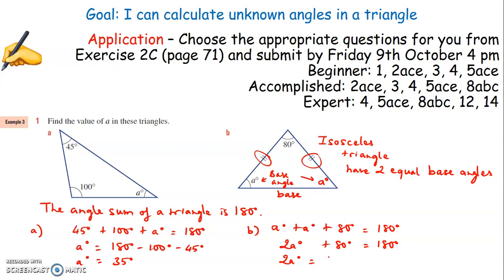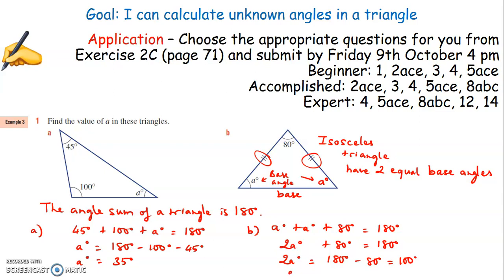And how did I get 100 there? I took 180 minus 80, and I get 100. You probably could have done this in your head already without writing this one here. This is just to show you how to get there, and how our brain works it out.